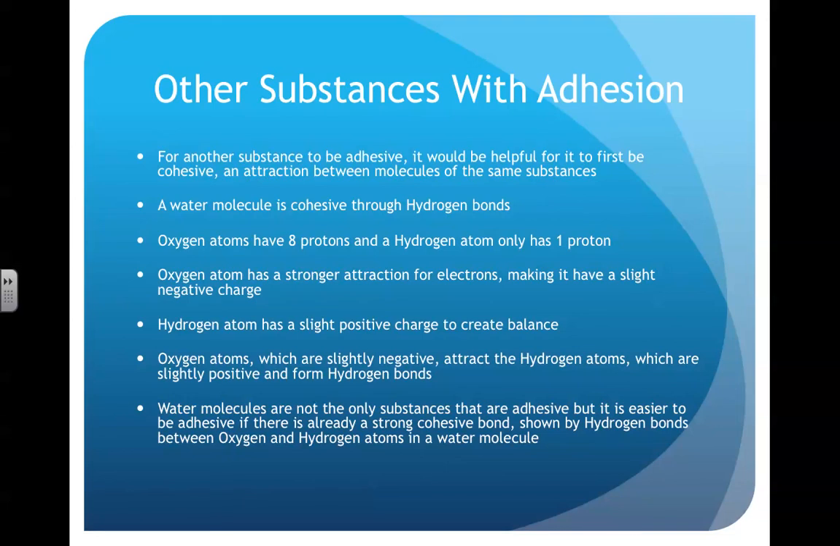A water molecule is cohesive through hydrogen bonds. Because an oxygen atom has 8 protons and a hydrogen atom only has 1 proton, obviously the oxygen atom has a stronger attraction for electrons, making it have a slight negative charge. The hydrogen atom in turn has a slight positive charge to create balance. The oxygen atoms, which are slightly negative, attract the hydrogen atoms, which are slightly positive, and form hydrogen bonds.